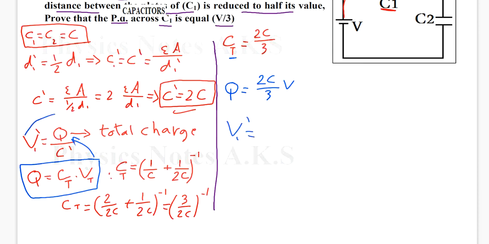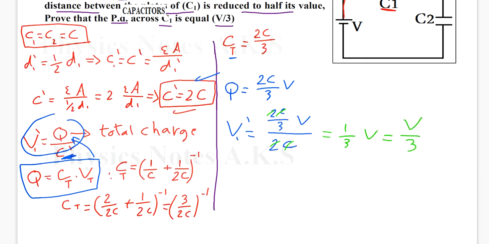In here, V1 prime is going to be Q, which is 2C over 3 times V, over the C prime, which we found, 2C. Now is the moment of truth. C with C are cut, 2 with 2 are cut. What do I still have? I have 1/3 of V, or I can write it as V over 3.